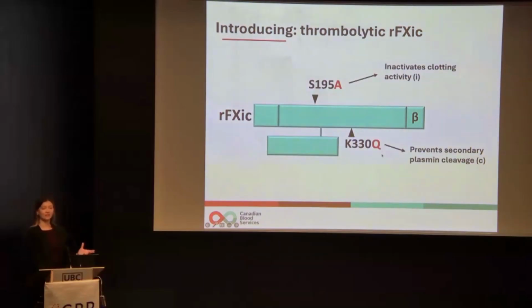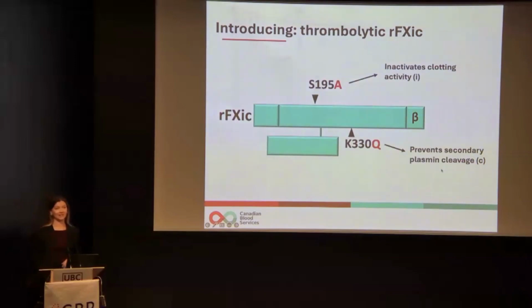And so because that initial amount of plasmin can generate factor 10 beta, which we do want, we want to make sure we can have that cleavage happen. But we don't want a secondary cleavage to occur, which generates a non-fibrinolytic form of factor 10. So we have mutated one of our lysines to a glutamine to inhibit that cleavage.